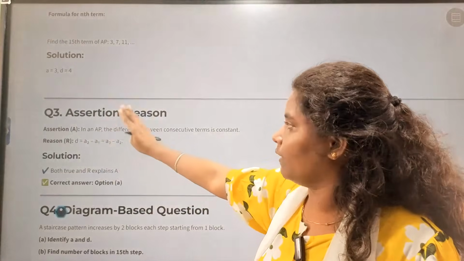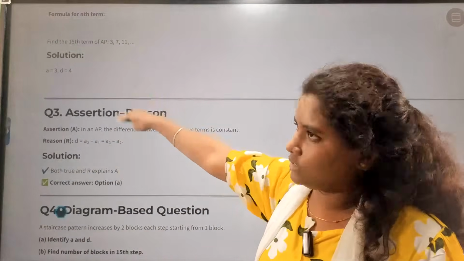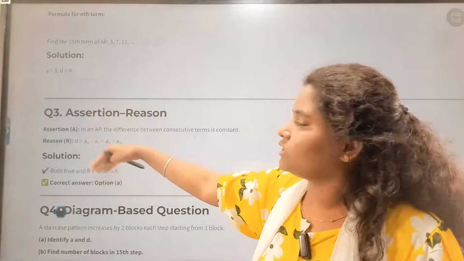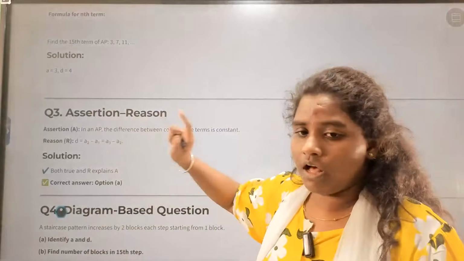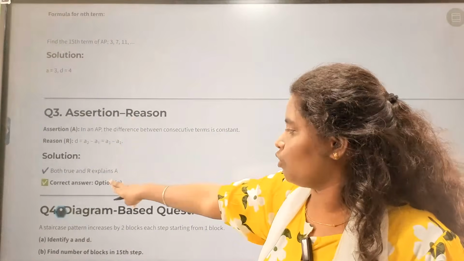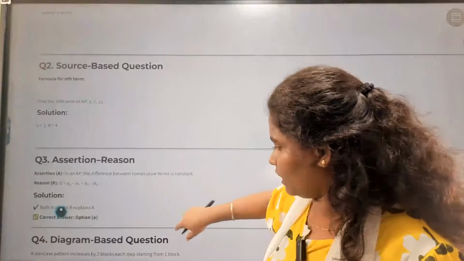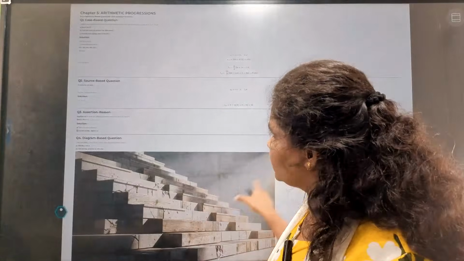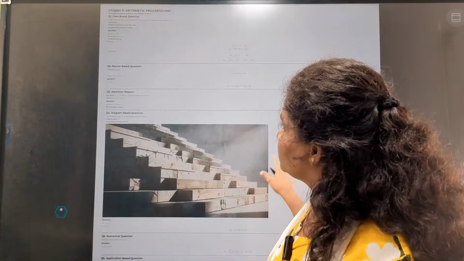Both the statements are true. That is, the assertion is true and the reason is also true, and R is the correct explanation for the assertion A, right? So both are right. So option A is right. And a diagram based question we have here. So in each chapter we have competency based questions.